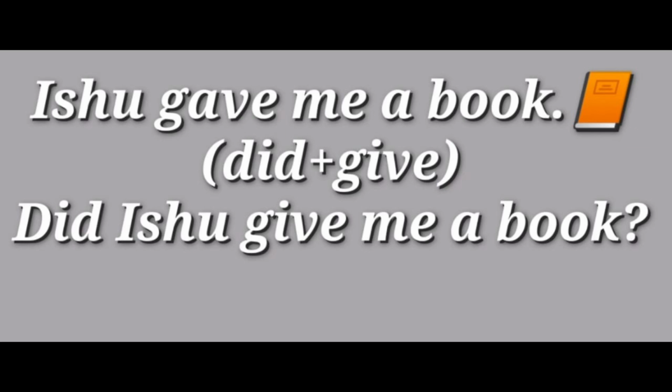How will we frame the question now? We will put did before the subject. So our subject is Ishu. We will bring did before Ishu. And next we will use the root form of the verb, that is give, and the object at the end, and don't forget to put a question mark. So our question is, did Ishu give me a book?